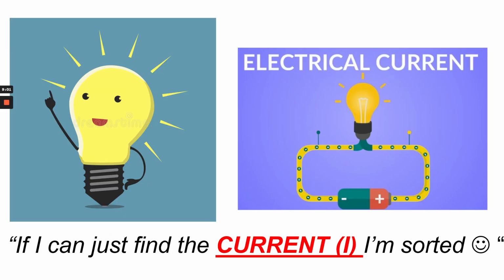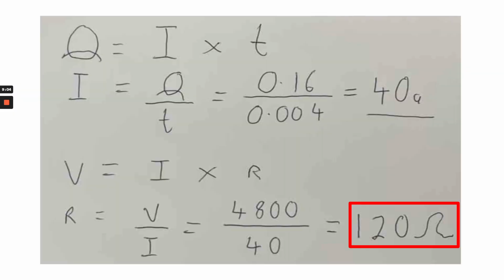So here's the answer to the question in full. Q is equal to I times T. Rearranging, notice I've changed the time to 0.004 seconds, not milliseconds, to get a current of 40 amps. Then I write out Ohm's law, rearrange it, and I get 120 ohms. That is 5 marks. Think how much you'd have to write in a long answer question for 5 marks, and you get that just for the maths.